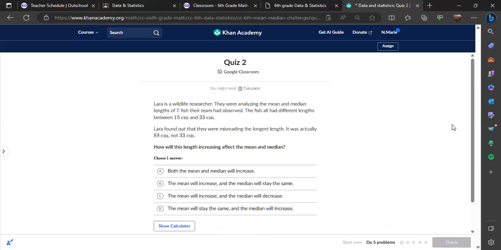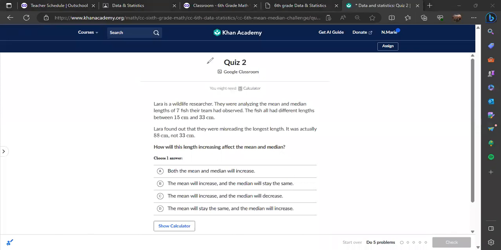So this is when you're going to start seeing mean and mode and things of that sort. Laura is a wildlife researcher. They were analyzing the mean and median lengths of 7 fish their team observed. The fish had different lengths. Laura found out that they were misreading the longest length. It was actually 83 and not 33. How will this length affect the mean and median?